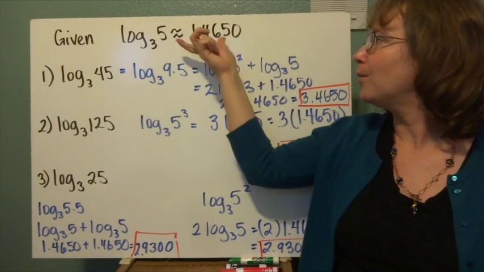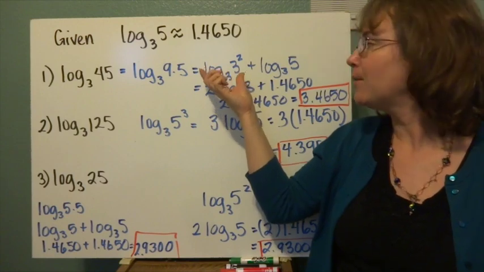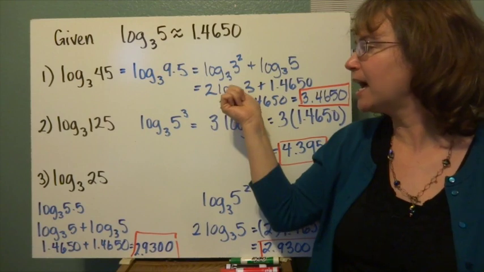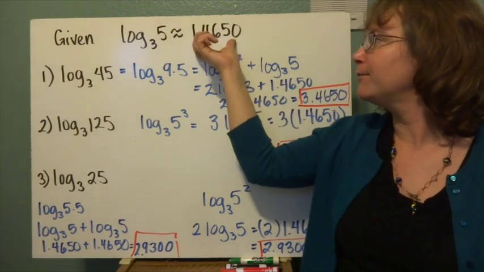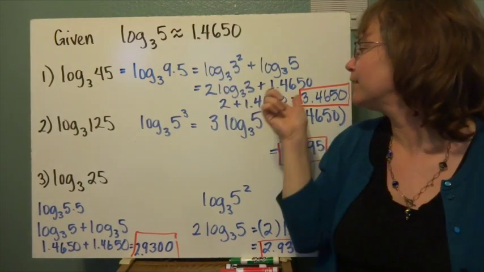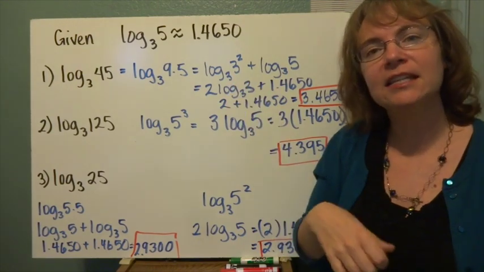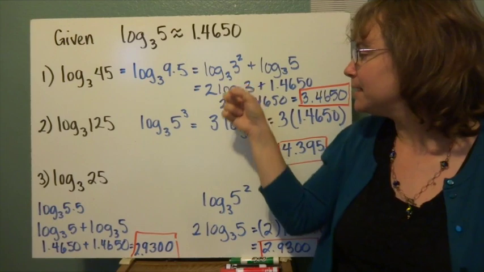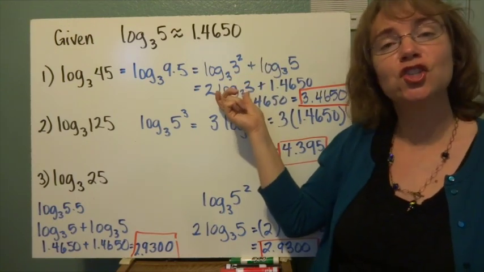This I already know. I know the approximate value here. Right here, I'm going to use the power property of logarithms, move that 2 up in front. So I have 2 times log base 3 of 3 plus, and I just substituted my approximate value in for log base 3 of 5 right here. Now log base 3 of 3 is equal to 1. 3 to what power equals 3? Anytime these match, whatever that is, it's going to be to the first power. So this is just 1 here.